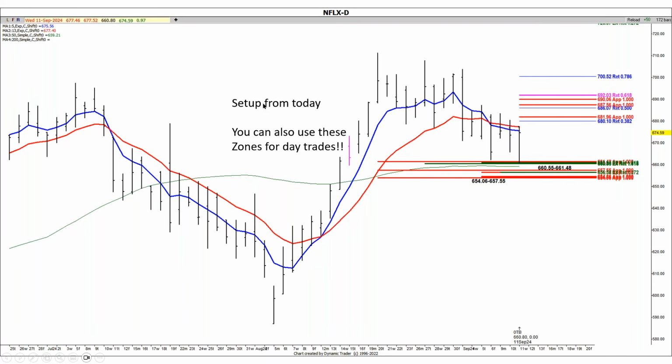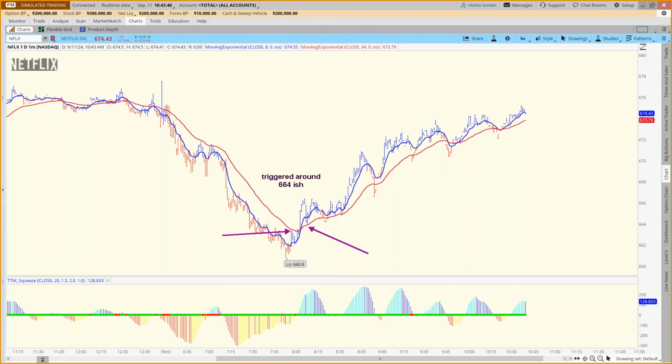Well, this wasn't a setup from today. This was the last time I gave this presentation, but we did have a healthy support zone in Netflix right here, the 660.55 to 661.48 area. And again, you can use daily levels for day trades. You don't have to take this stuff overnight. Just wanted to show you that you can do that and show you an example again of a trigger.